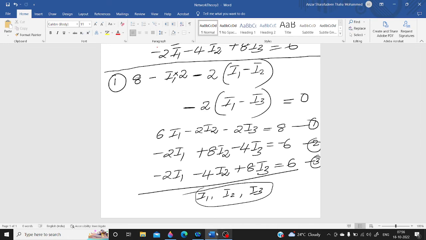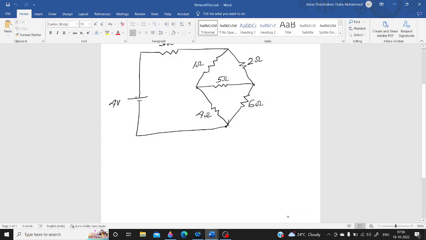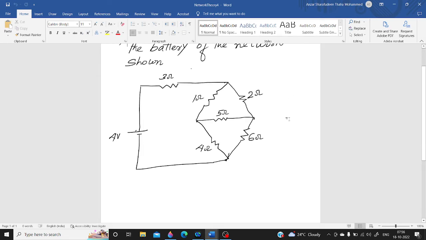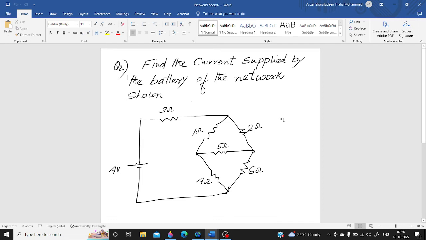Now let me consider another network. Let it be this network. This is similar to a bridge circuit, and we want to find the current supplied by the battery. This is the problem that we have to solve.